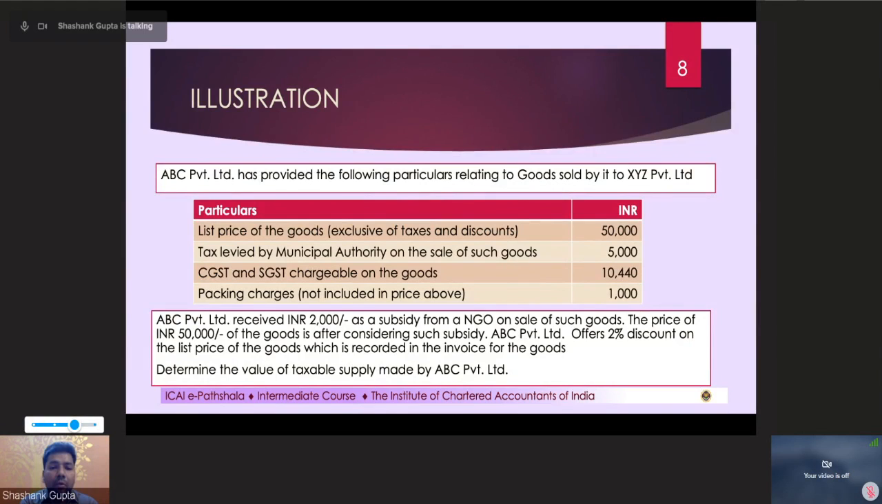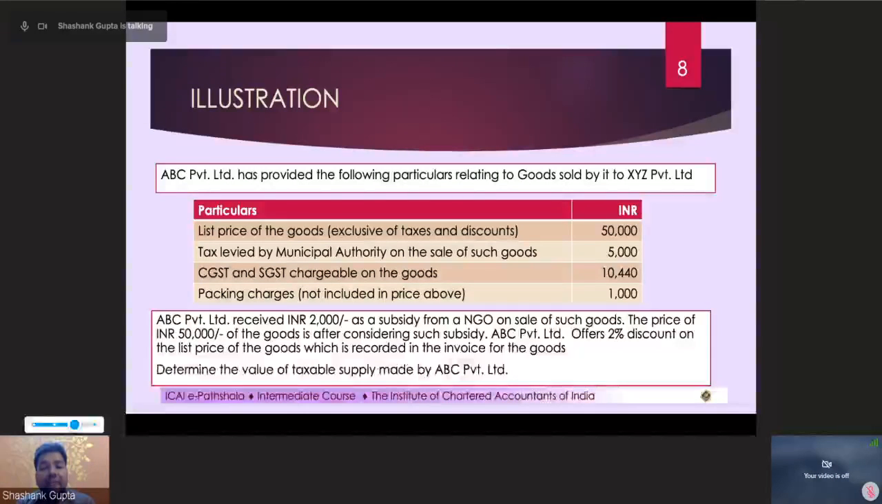Next is packing charges. Will packing charges be included? Yes, because these are incidental expenses. So the value will be 55 plus 1, 56,000. Next it says ABC Private Limited received 2,000 as subsidy from an NGO. What did we study about the subsidy? If subsidy is received from central government or state government, then it will not be included. Any other subsidy has to be considered. So this 2,000 has to be added. So 56,000 plus 2,000, 58,000.